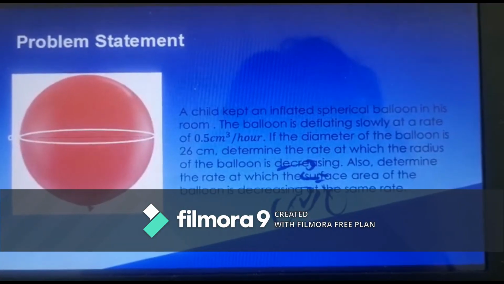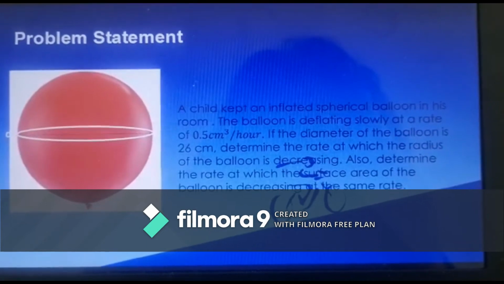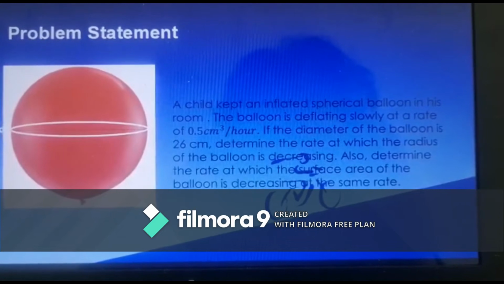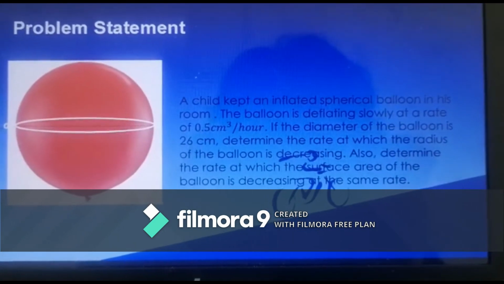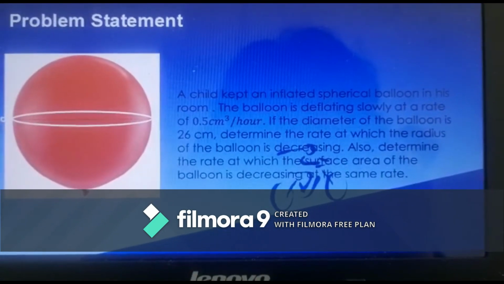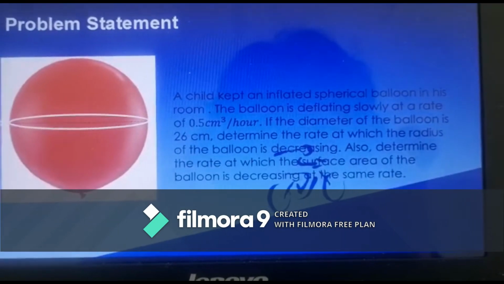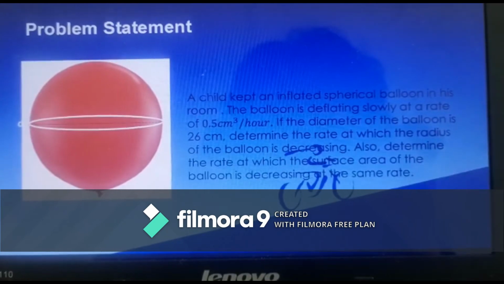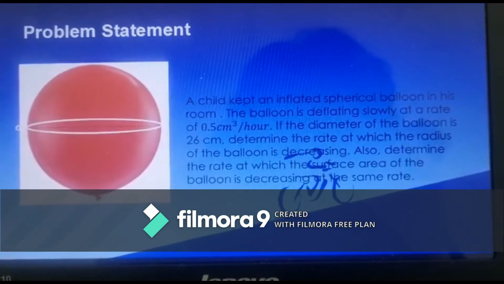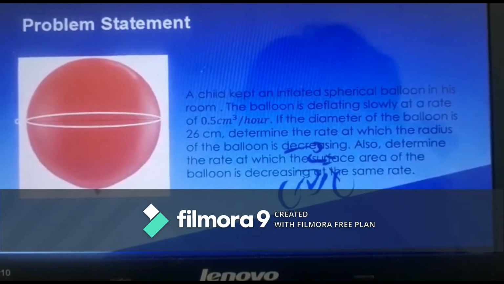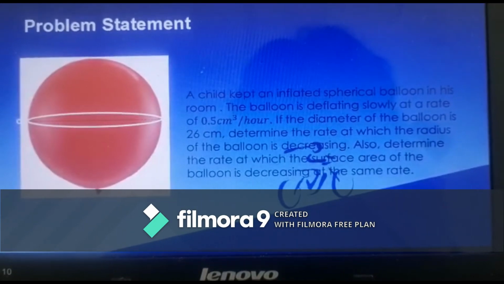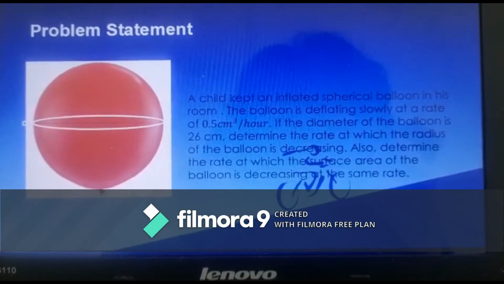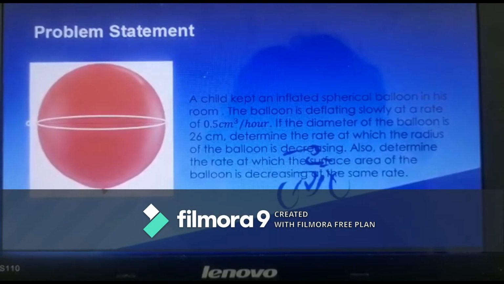This is the problem statement for this topic. A child kept an inflated spherical balloon in his room. The balloon is deflating slowly at the rate of 0.5 cm³ per hour. If the diameter of the balloon is 26 cm, determine the rate at which the radius of the balloon is decreasing. Also determine the rate at which the surface area of the balloon is decreasing at the same rate.